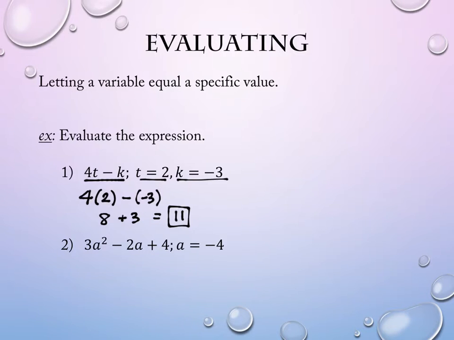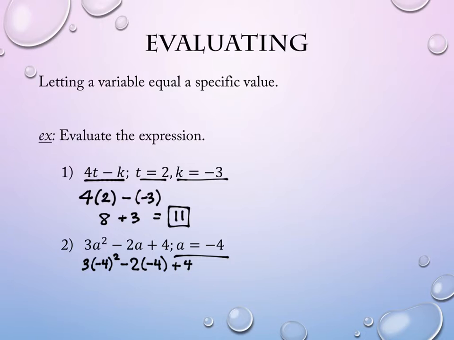Sometimes we have the same variable listed multiple times and maybe in different ways in a particular problem, and that happens on number 2. On number 2, the a value that I'm given is equal to negative 4. Be careful to put the value you're plugging in, that you're evaluating it for, in parentheses. I'll explain why in just a second. We're just going to put that in there for the moment.